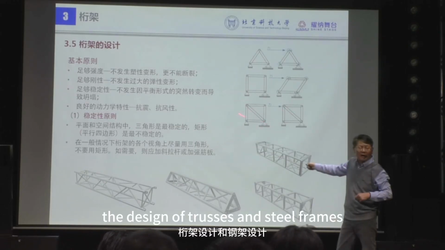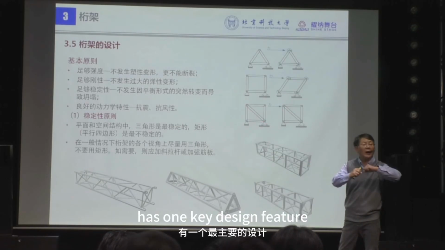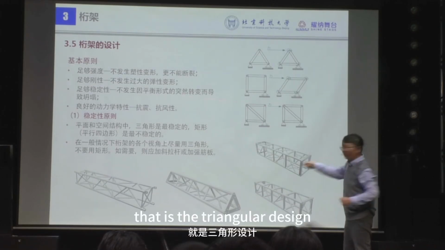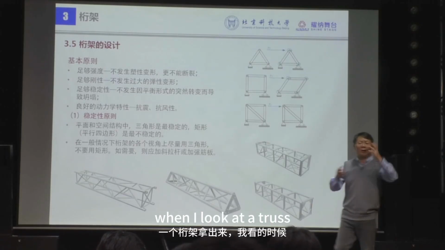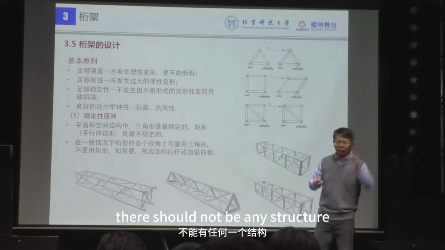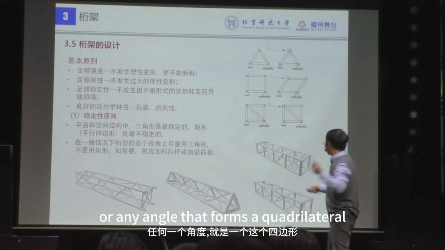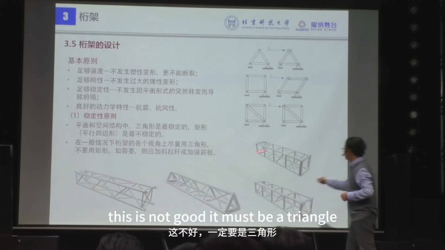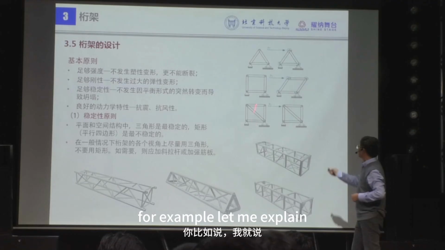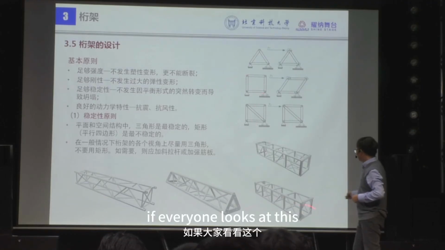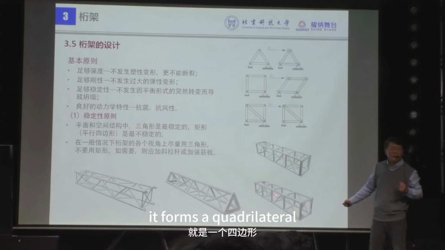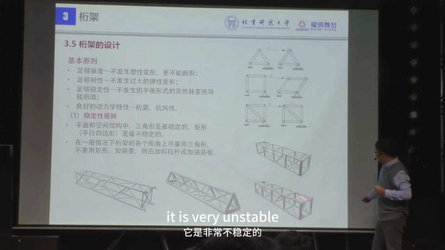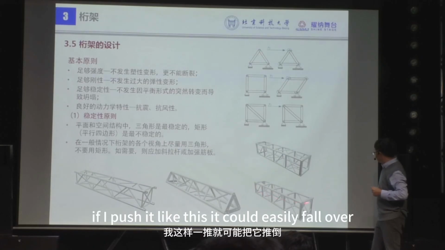The design of trusses and steel frames has one key design feature. That is the triangular design. This is the structure we have here. When I look at a truss, there should not be any structure or any angle that forms a quadrilateral. This is not good, it must be a triangle. For example, let me explain. If everyone looks at this, this is a frame. If we take this frame out by itself, it forms a quadrilateral. It is very unstable.